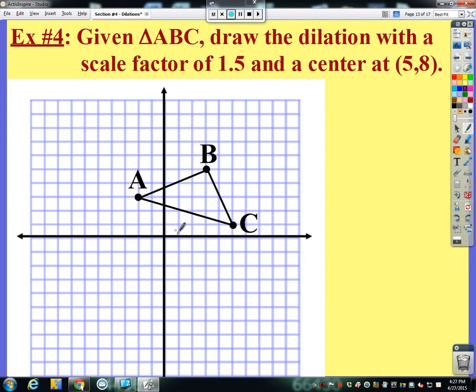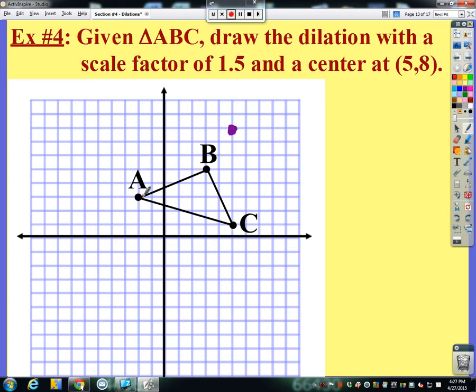So again, let me find 5, 8. 1, 2, 3, 4, 5. 1, 2, 3, 4, 5, 6, 7, 8. So here's 5, 8. There's our center. And everything is going to grow at a 1.5 factor from this center. So everything should be pushing out in this direction, right? Because we already know what it looks like. Now, the thing I'm going to use is basically the idea of slope, all right?